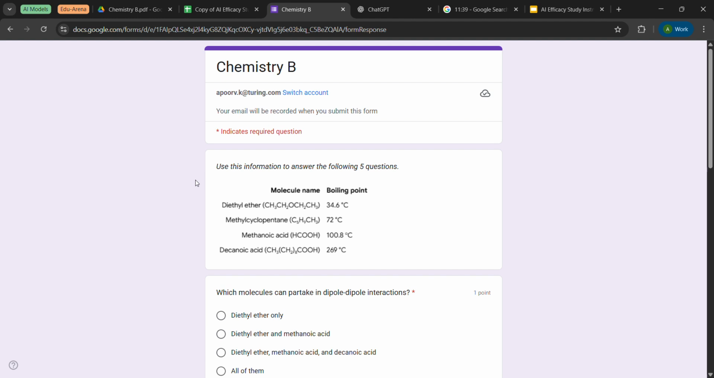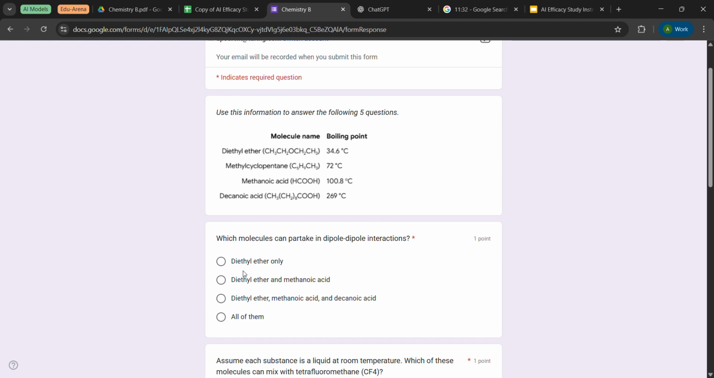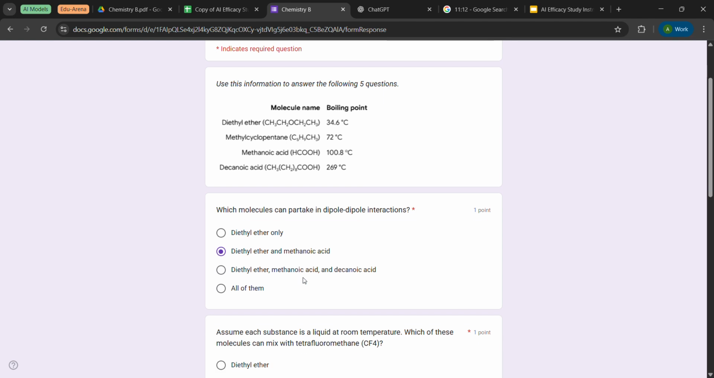Which of the molecules can take part in dipole-dipole interaction? No idea. What is dipole-dipole interaction? I know what a dipole is, but how do we find which molecules can take part in dipole-dipole interaction? I'm just gonna go with this. Okay, let's make a guess.